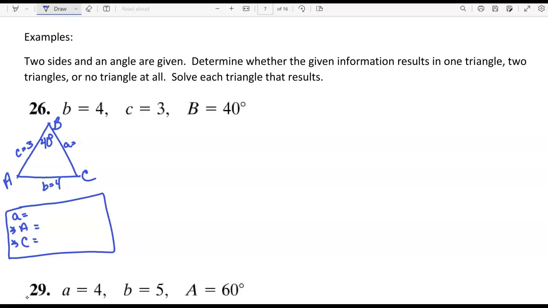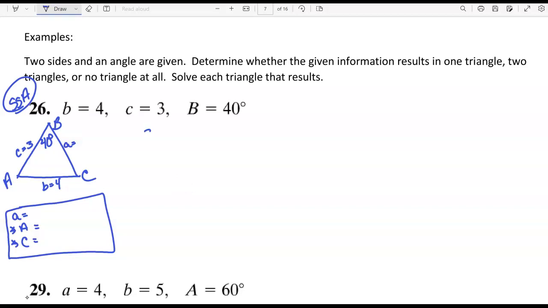Now, you're going to need to recognize that this is that special case. So we've got a side, and then that angle. So this is side-side-angle. Side-side-angle is the one that is a little difficult to deal with because you've got to think about all the different scenarios. So let's start by seeing if we can find maybe side C, or angle C rather.